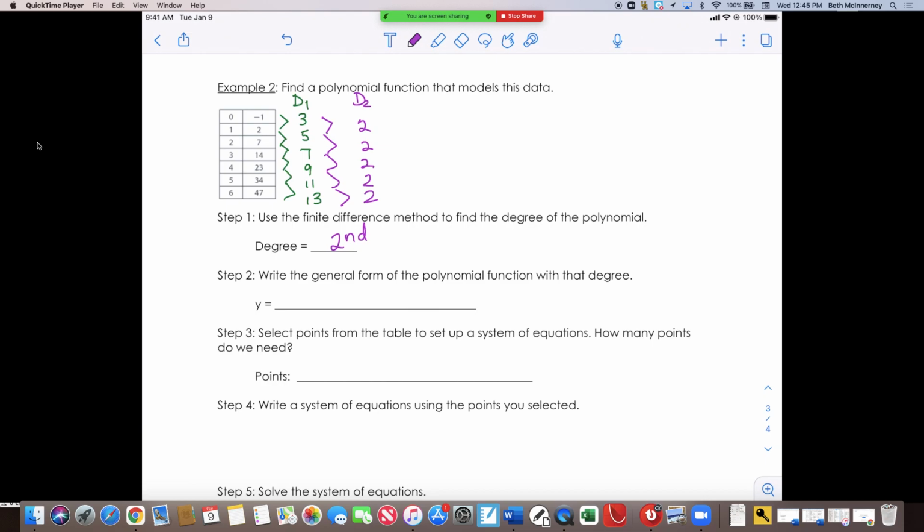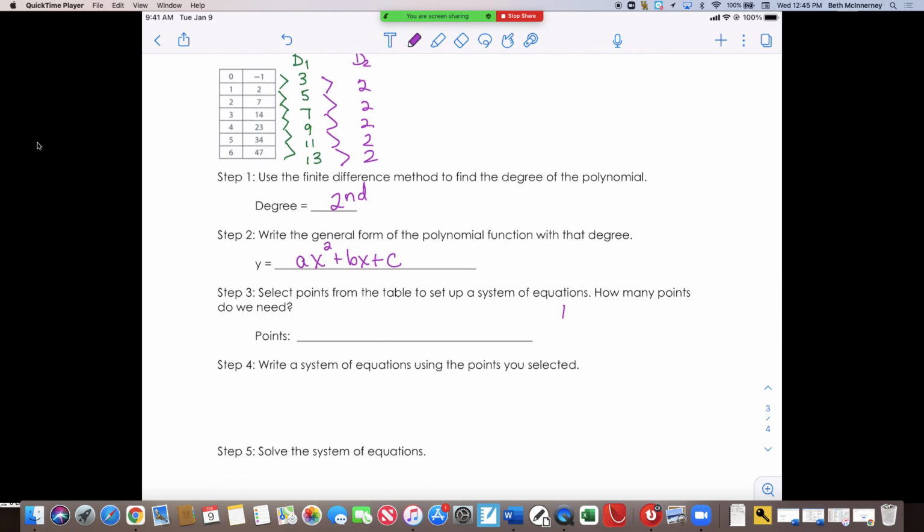So step 1, if you want to find a polynomial function, you do the finite differences to figure out what the degree of the polynomial is. Step 2, write the general form. For quadratics, the general form is ax squared plus bx plus c. From the table, you need to pick points. How many points do you need? The number of points is equal to the degree plus 1. And I'll explain why in a moment.